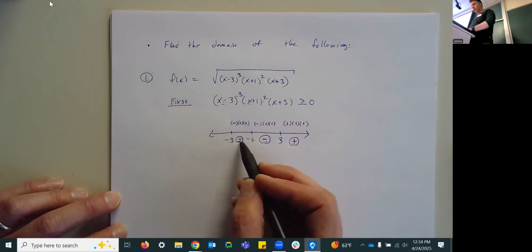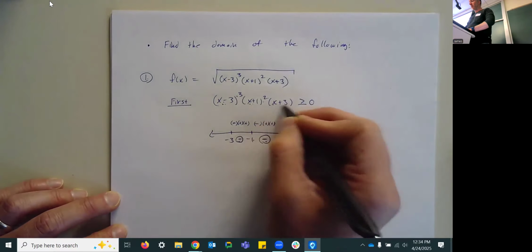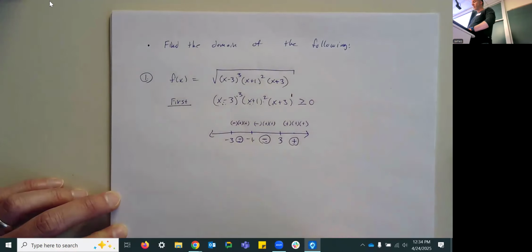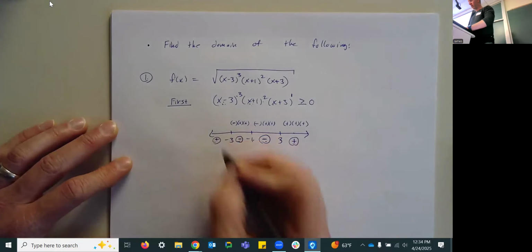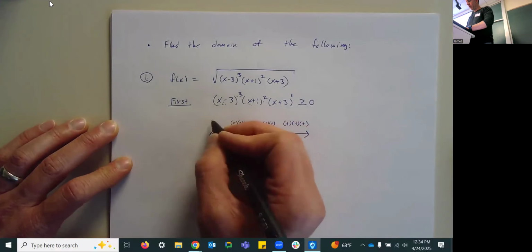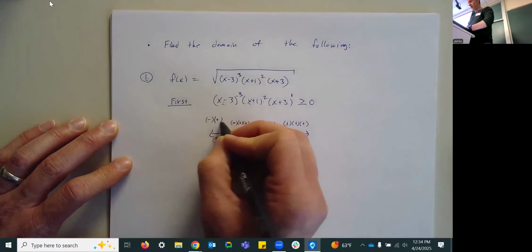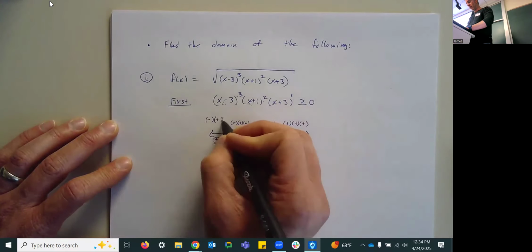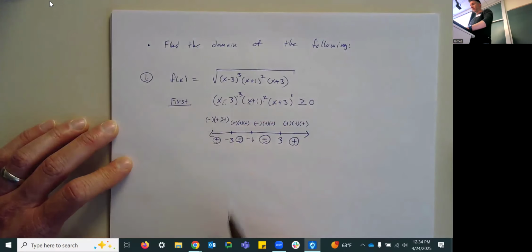And finally, crossing negative 3: negative 3 came from the factor x plus 3, which is raised to the first power. So we expect the sign to change. And it does. If we look here, we have a negative number cubed, which is still negative, a negative number squared, which is positive, and a negative number to the first, which is still negative. So negative times positive times negative is positive.